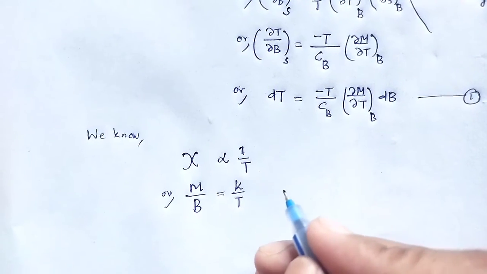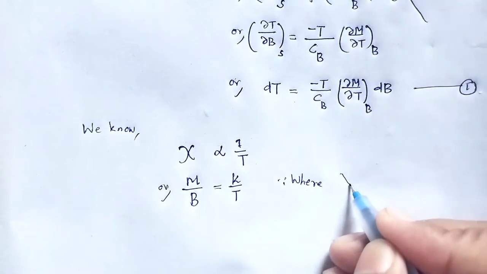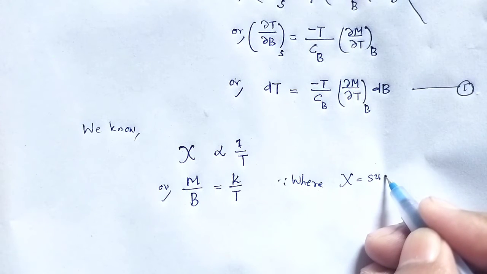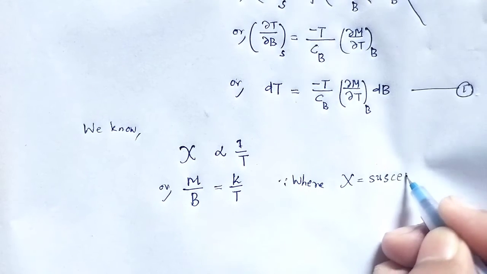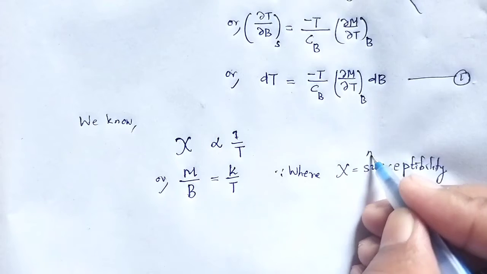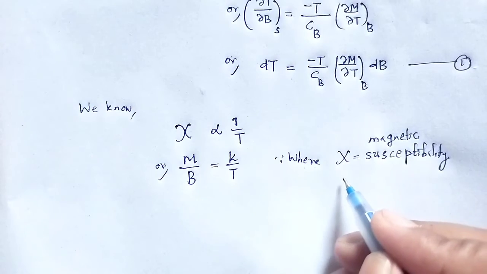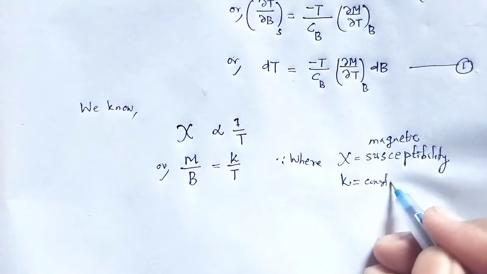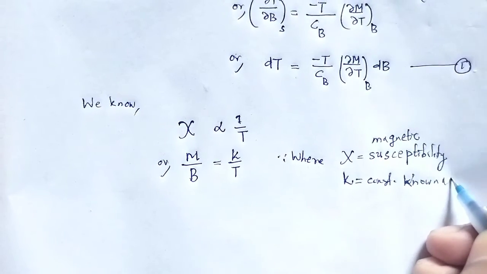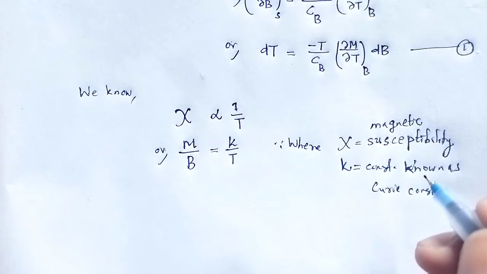K by T, where K is the constant, and chi is the susceptibility, that is the magnetic susceptibility, and K, the constant, is known as the Curie constant per unit volume.